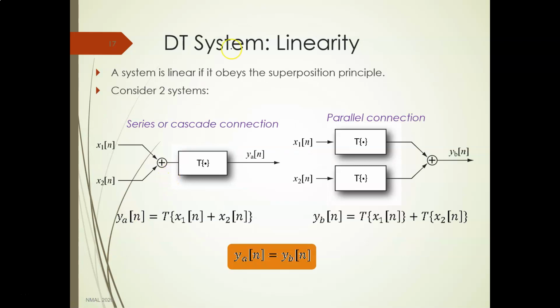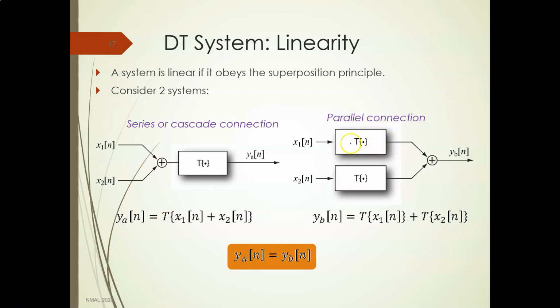Okay, next we look at discrete time systems in terms of linearity. We can call a system linear if it obeys the superposition principle. So what is superposition? Let us consider these two systems. This is a series or cascade connection, a system in which T represents the transformation. The input here is x1n plus x2n, and the output here is Yan. So in terms of a mathematical equation, Yan equals T of x1n plus x2n.